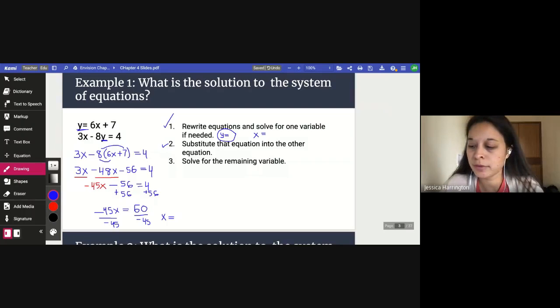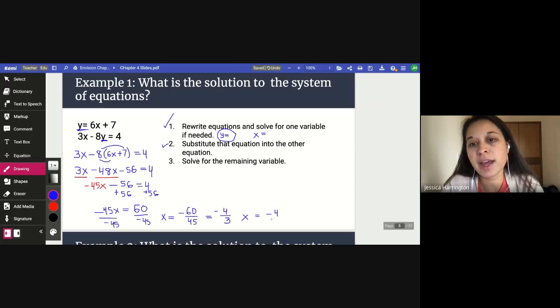I think I can divide by 15, right? Because what I end up with is negative 60 over 45. And if I want to simplify, I can divide by 15 because that will go into 4 times. So I still have a negative 4 and it'd be 3. So the answer is x equals negative 4/3. Okay.